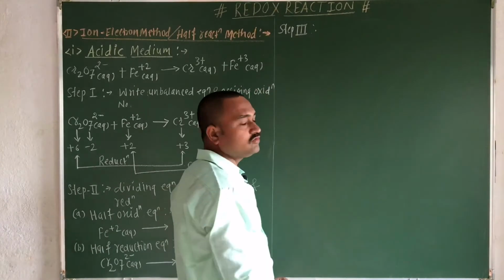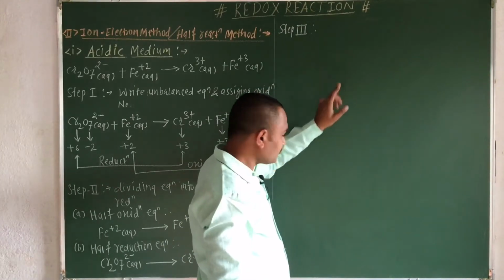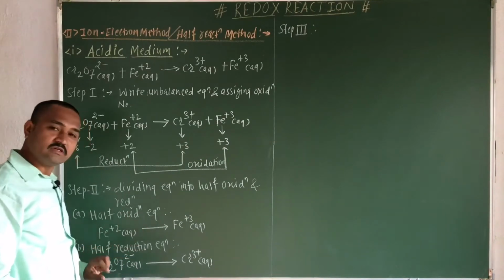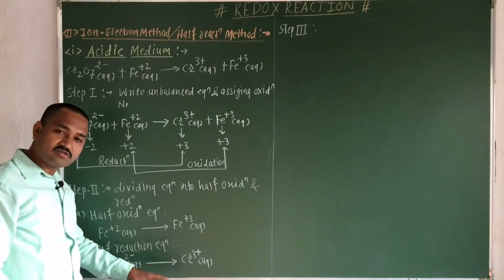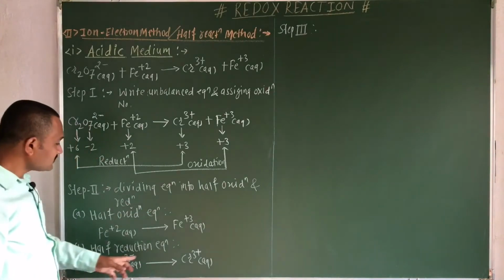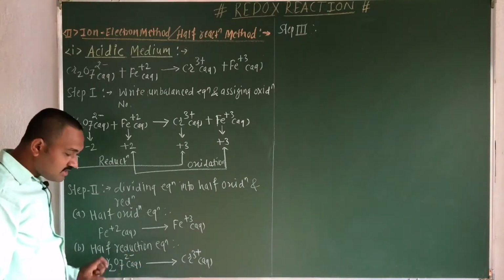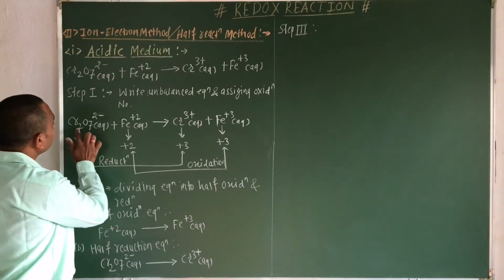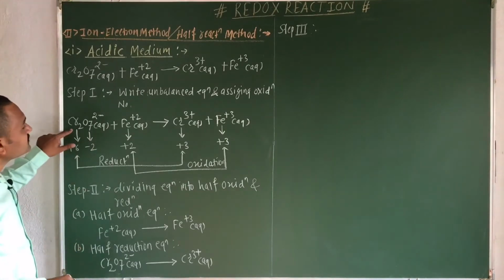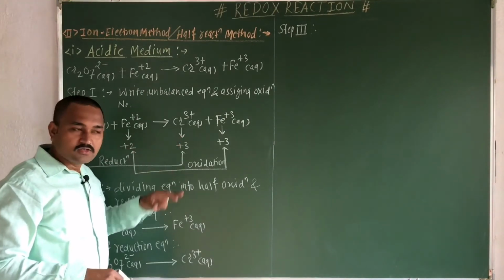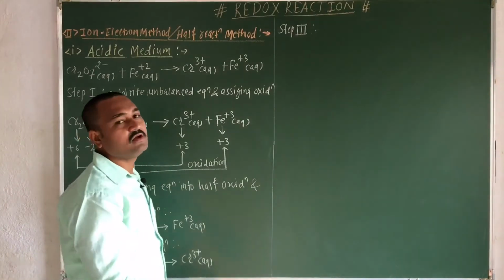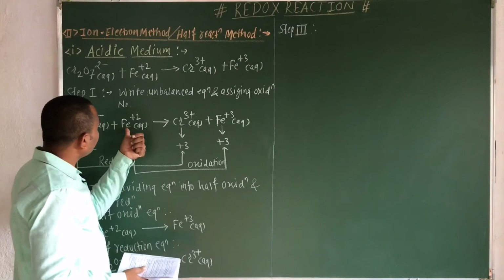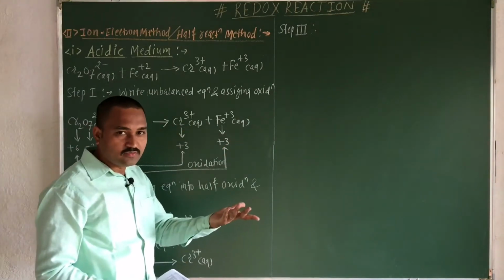So here we have to balance the atoms, except oxygen and hydrogen. In our example there is no hydrogen atom, but there is an oxygen atom. Again, just observe this equation. On the left hand side there are 2 chromium atoms, here only 1. So in this step 3 we are going to balance the chromium. Fe is 1 here and 1 here, so there is no need to balance it.